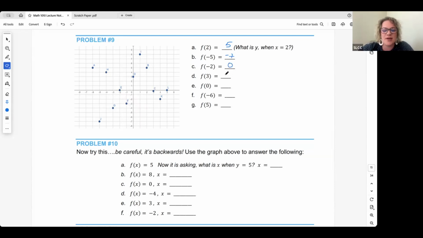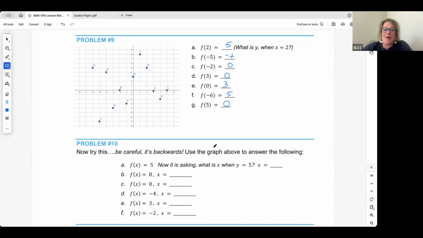When 3 is the input, the output is 0. When 0 is the input, the output is 3. When -6 is the input, the output is 5. When 5 is the input, the output is 0.